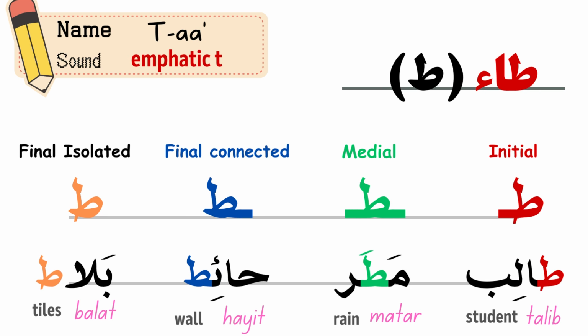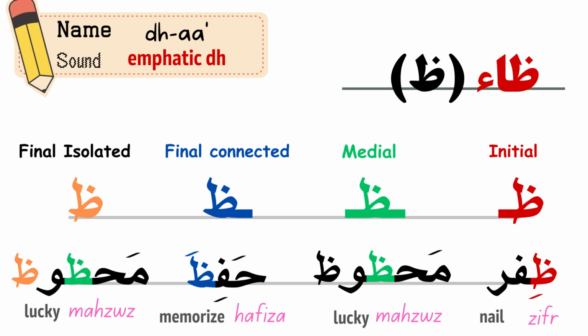The letter ta. Word talib shows the initial form of the ta. Word matar shows the medial form of the ta. Word ha'it shows the final form connected of the ta. And word balat shows the final form isolated of the letter ta.